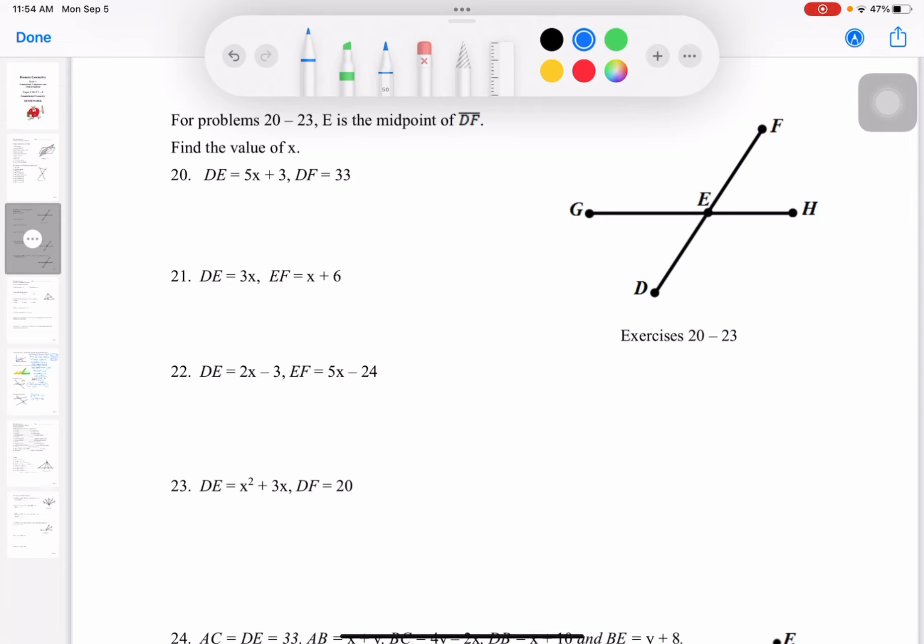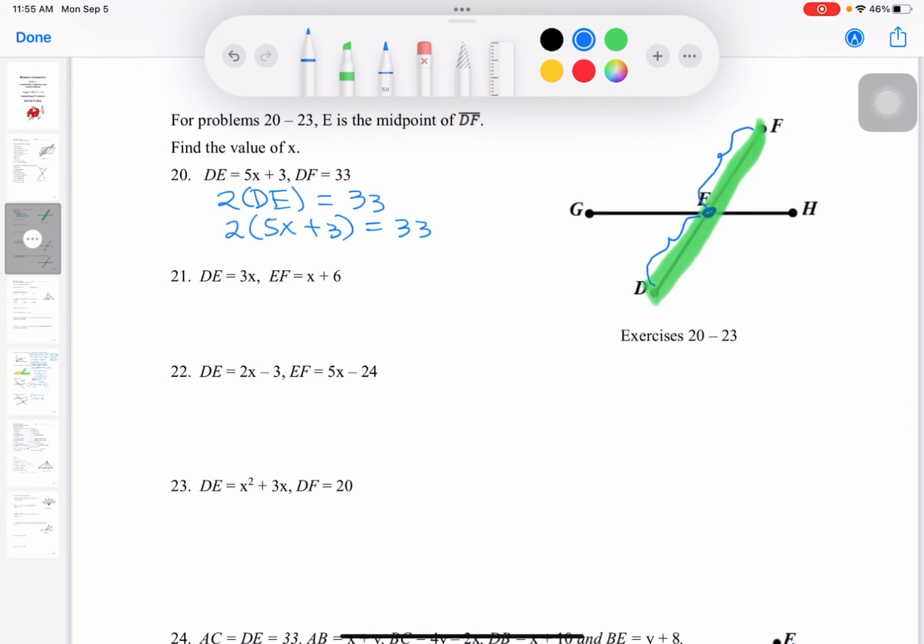For problems 20 to 23, E is the midpoint of DF. Find the value of x. Problem number 20. DE is represented by the expression 5x plus 3 and DF is 33. Since E is the midpoint of DF, we can say that DE plus EF is equal to 33 and DE is the same as EF. So twice DE is equal to 33. Substituting the expression for DE, we have 2 times 5x plus 3 is equal to 33. And you can go from there.